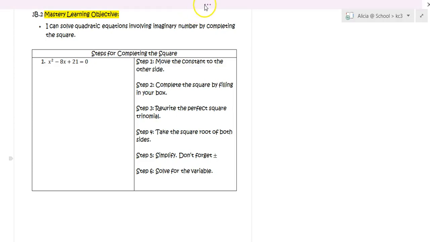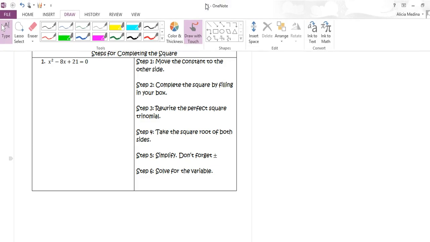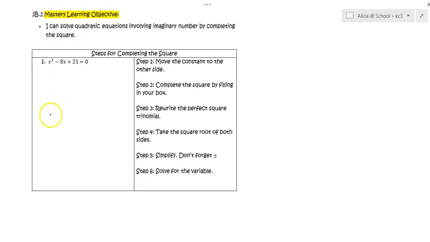Alright guys, looking at activity 3B.2, our learning objective is I can solve quadratic equations involving imaginary numbers by completing the square. So last video was finding these solutions by taking the square root. Now we are going to be completing the square. The good thing is that completing the square is exactly the same as what we were doing in KC2.